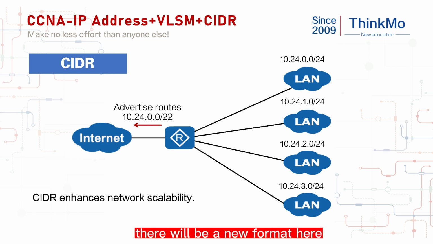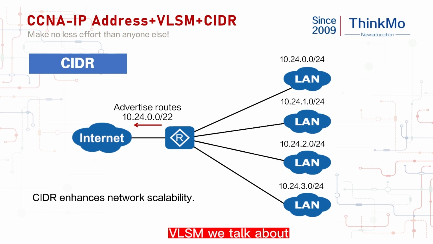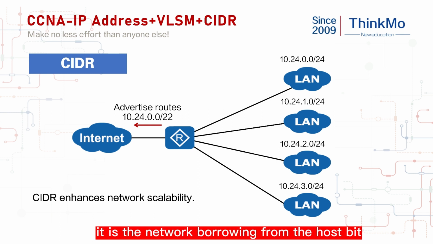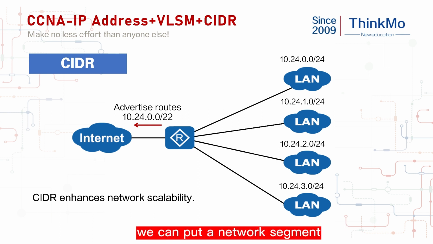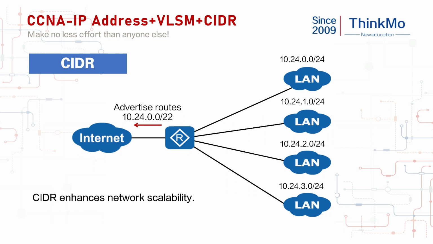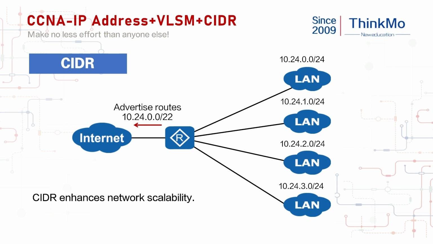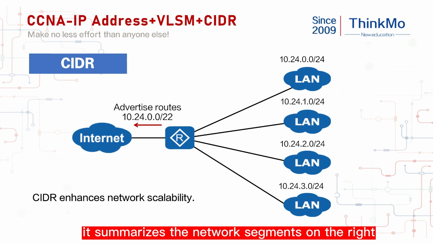There will be a new format here. Classless interdomain routing. The VLSM we talked about is borrowing network bits from the host bits. We can divide a network segment into multiple different subnets, making some logical divisions for a large network. Each subnet corresponds to an address range, and eventually these addresses will be applied to the network. Now, everyone can see it summarizes the network segments on the right.